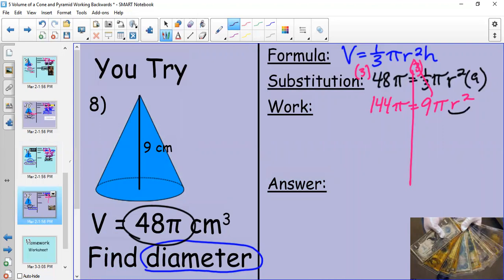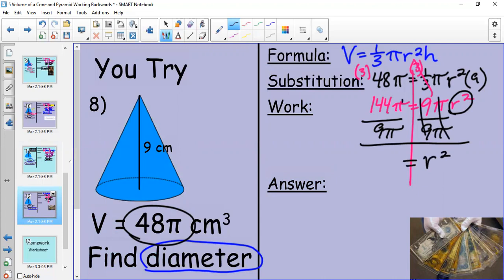I'm going to get the r squared by itself, so I'm going to divide by 9 pi on both sides, which is going to leave us with r squared equal to, cancel out the pi's, 144 divided by 9, which is 16. And just like the last problem, that was r squared. I just want r, so to get rid of squaring, we square root, and the square root of 16 is 4.